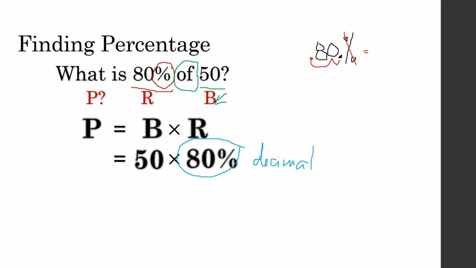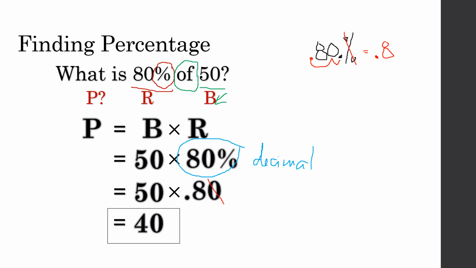Ibig sabihin, yung 80% mo ay equal to 8/10. Yan. Ganito na siya ngayon. 50 times 0.8. You can disregard the 0. So, 8/10. 50 times 8/10 will give you an answer of 40. And that is our final answer. Therefore, 40 is 80% of 50.